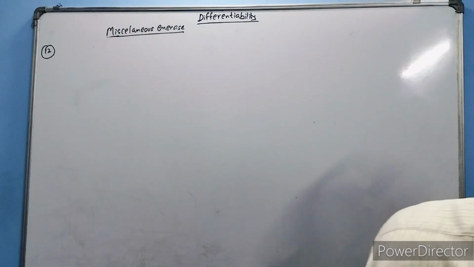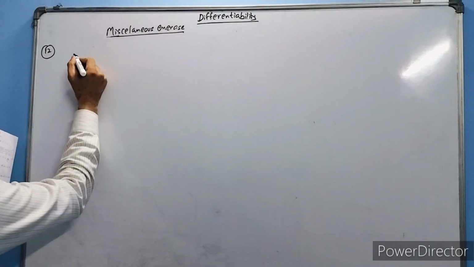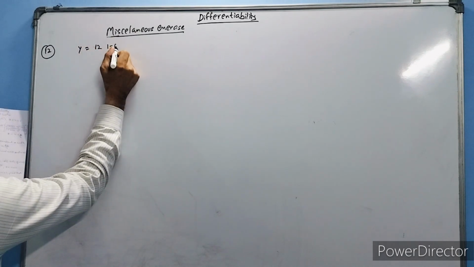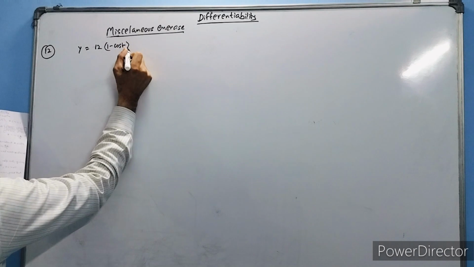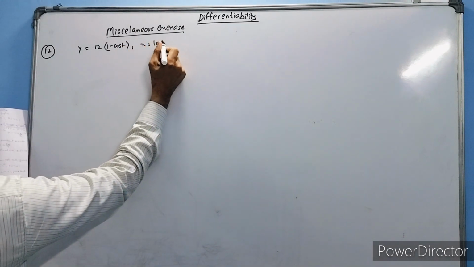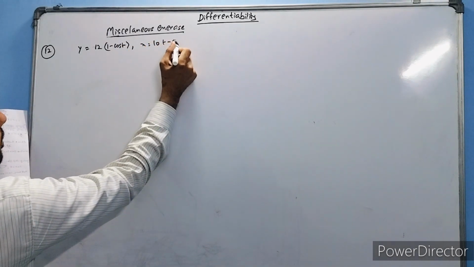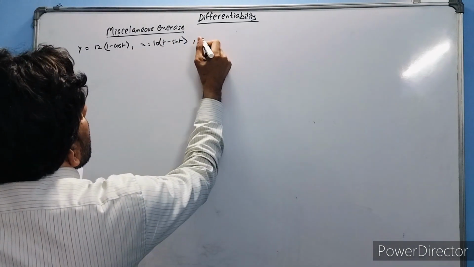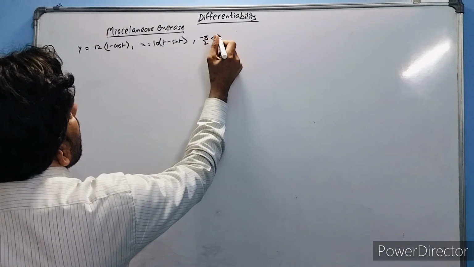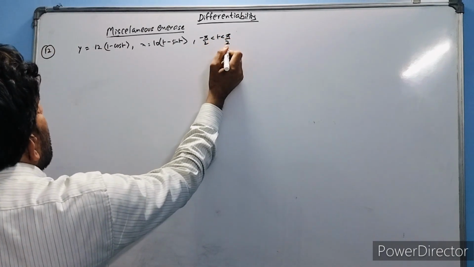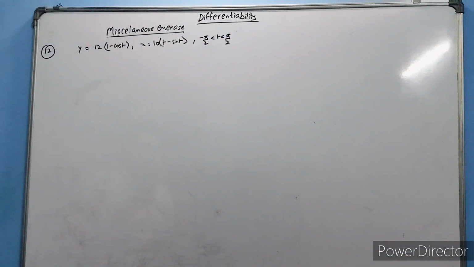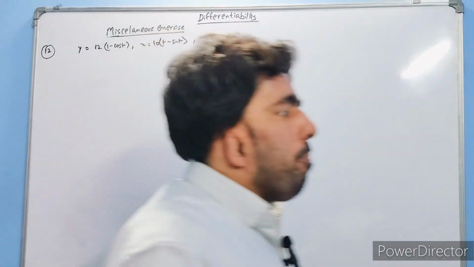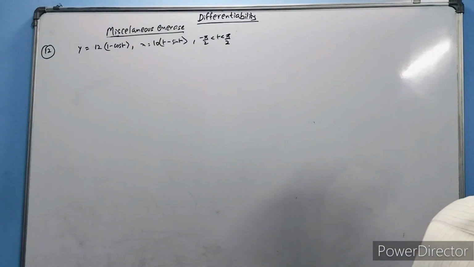We need to find dy upon dx, if they have given y is equal to 12 into 1 minus cos t, and x is equal to 10 into t minus sin t. They have also given that t lies between minus pi by 2 to pi by 2. Here we need to find dy upon dx. They have given the function in parametric form, so it's easier for us to calculate.